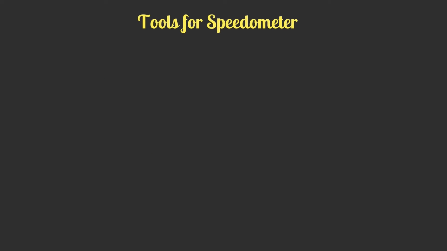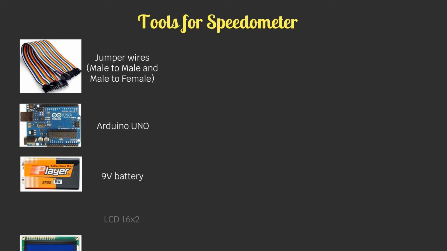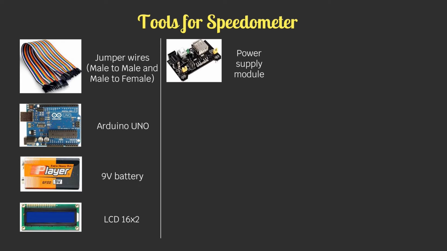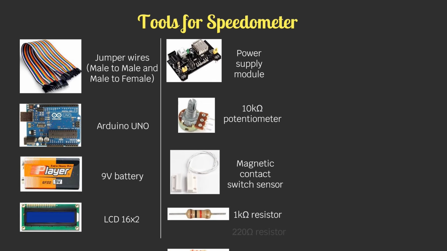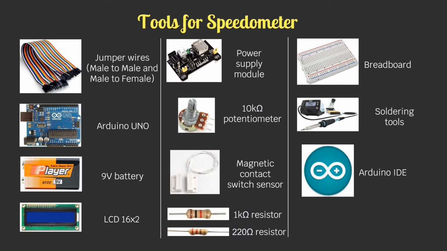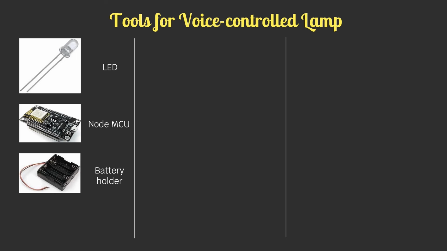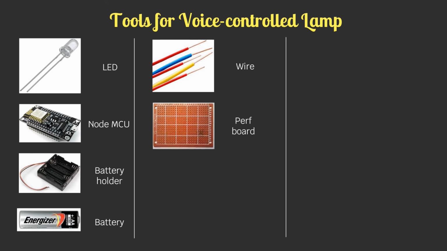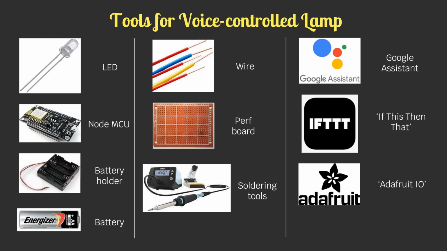Tools used for the speedometer are jumper wires, of which we use the male-to-male and male-to-female types, Arduino Uno, a 9V battery, a 16x2 LCD, power supply module, a 10 kΩ potentiometer, magnetic contact switch sensor, 1 kΩ and 220 ohm resistors, breadboard, soldering tools, and Arduino IDE. Tools for the voice control lamp are LED, Node MCU, battery holder, battery, wire, perf board, soldering tools, Google Assistant, IFTTT and Adafruit.io.